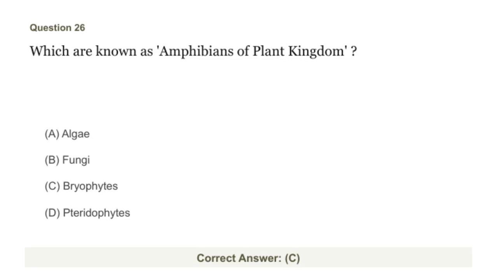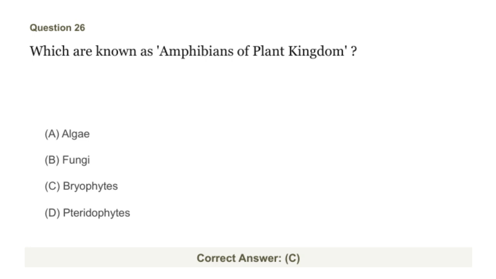The correct answer here is option C, bryophytes. Now, you might be wondering, why are bryophytes called the amphibians of the plant kingdom? Well, this nickname is quite fitting because, like amphibians in the animal world, bryophytes are transitional in nature. They represent an intermediate stage in plant evolution, bridging simple aquatic forms and more complex land plants.